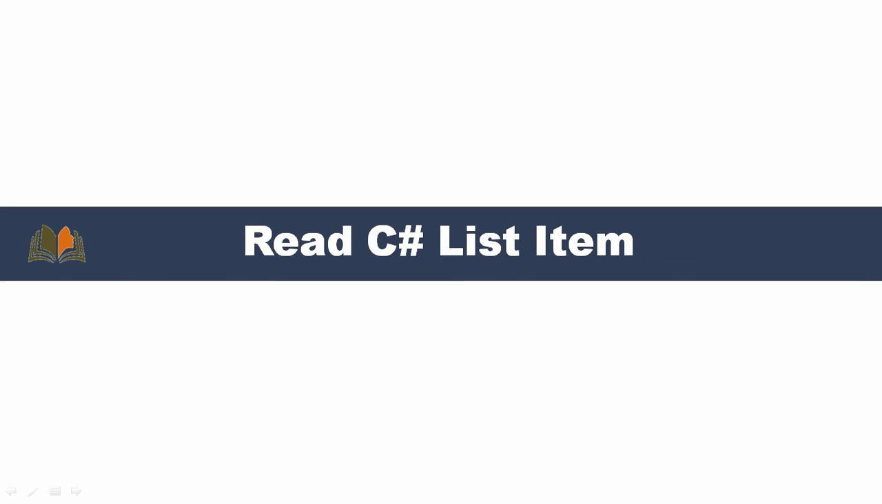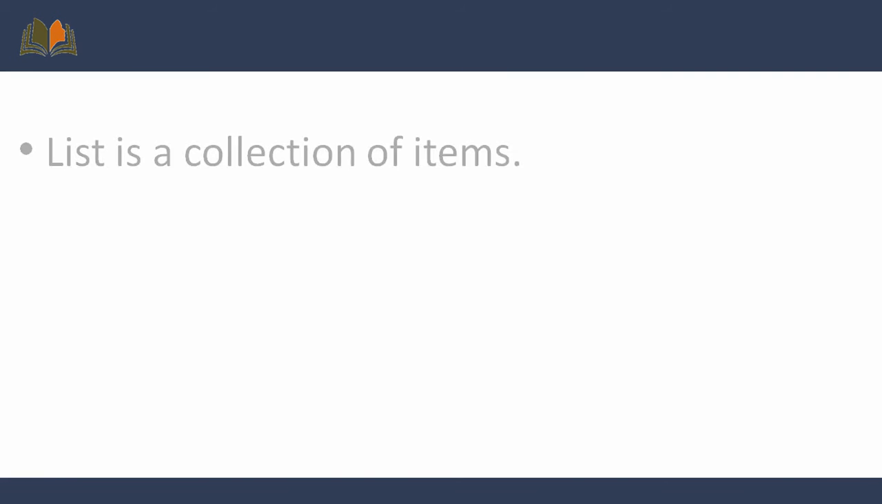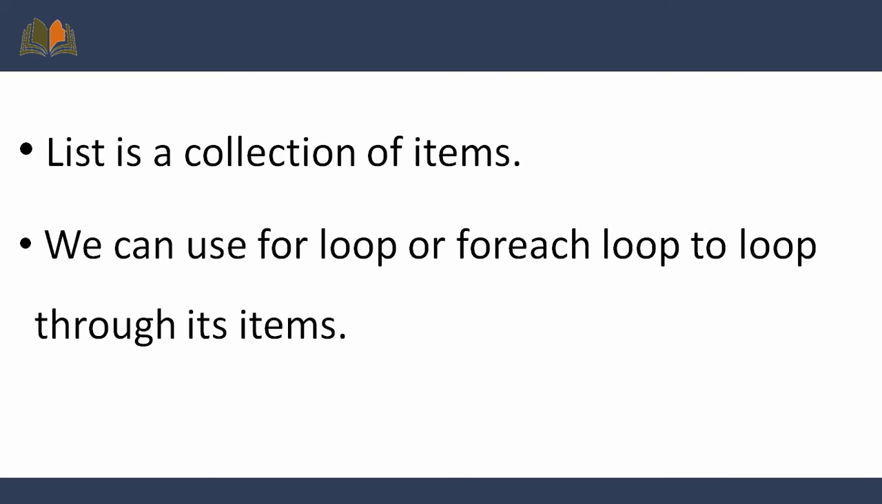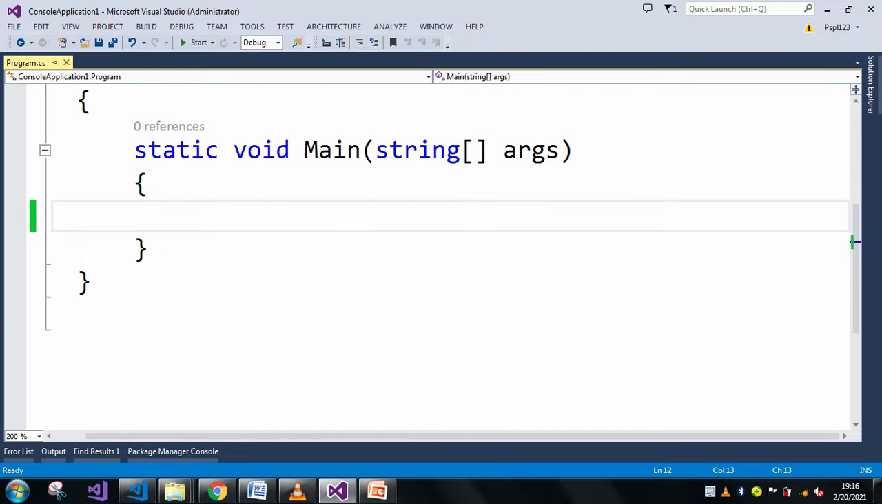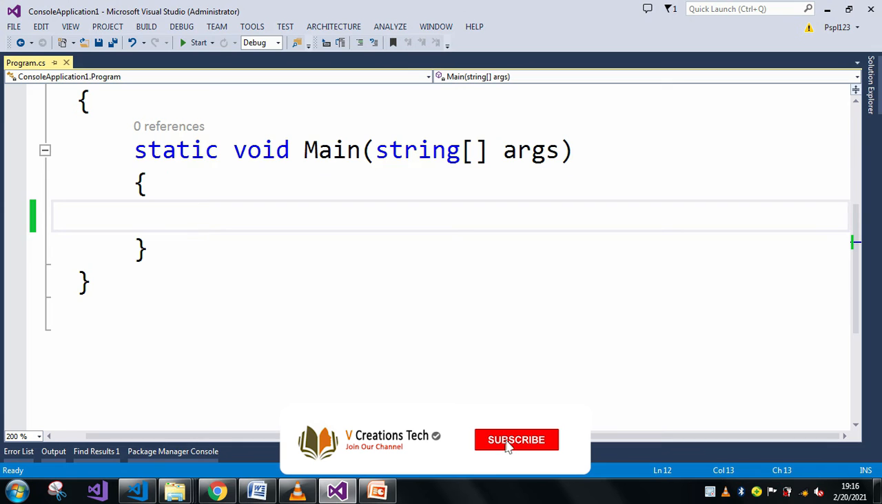And today in this video we will talk about how to read the C# list items. So basically, the list is nothing but a collection of items, and to read the list of items, we can use the for loop or foreach loop. So let me move to Visual Studio to give you some examples using the for loop as well as the foreach loop.